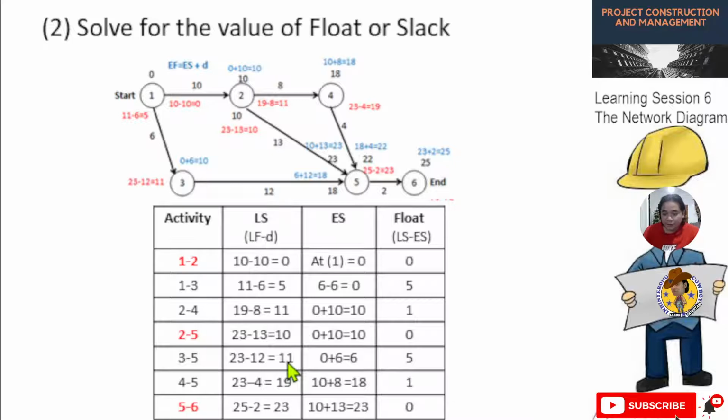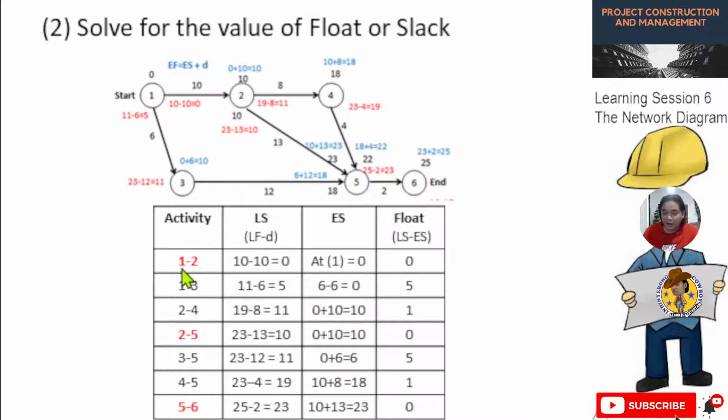Then for activity 4 to 5, the last start is 23 minus the duration, which is 4. So 23 minus 4 is 19. LS now is 19. For activity 5 to 6, the last finish is 25 and the duration is 2, so 25 minus 2, the LS for this one is 23. So these are the LS figures from 1 to 6: 0, 5, 11, 10, 11, 19, 23.